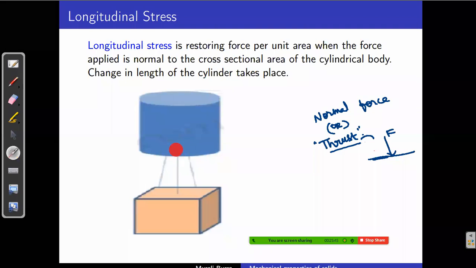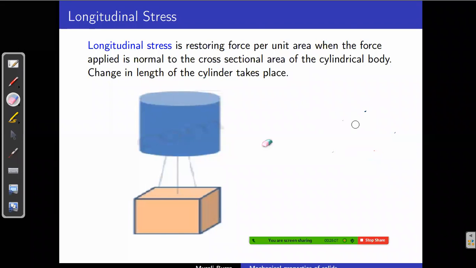To this surface it is acting normally, and if I am applying force, automatically some extension will be produced in it, as I am considering an elastic body. If I am applying force on it, there will be some change in its shape along the direction of the applied force. Only lengthwise it is expanding. That's why I am calling it longitudinal. So expansion is taking place now.